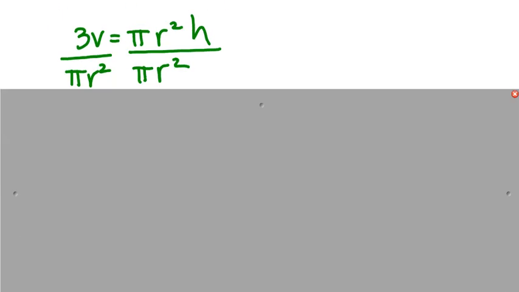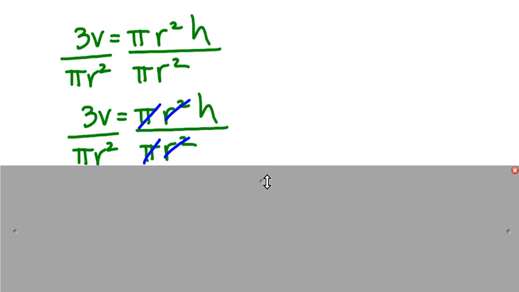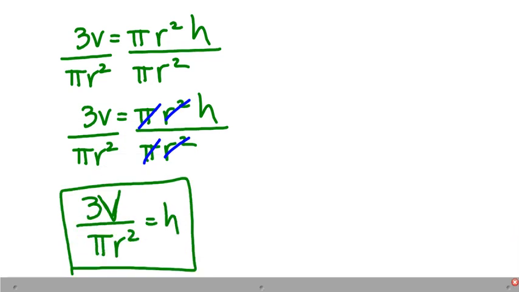On the left-hand side, we double check, and there's no common factors to divide out from the numerator or the denominator, so we're going to have to leave it as is. 3v divided by pi r squared is equal to the height of your cone. R represents the radius of the circle for the base.